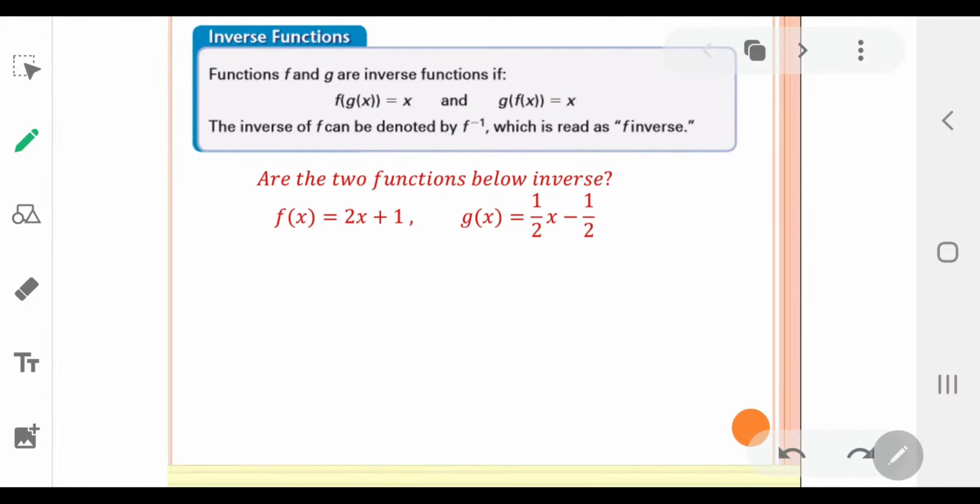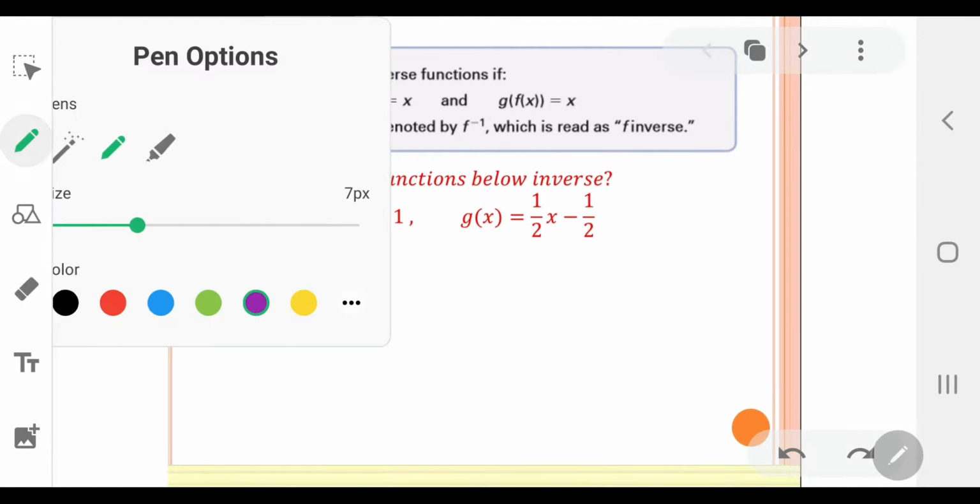Hello again, everyone. This is the second part of 7.5. In the previous tutorial, 7.5.1, we introduced the rule for verifying if two functions are inverses or not. Let's see how to recall using this rule.